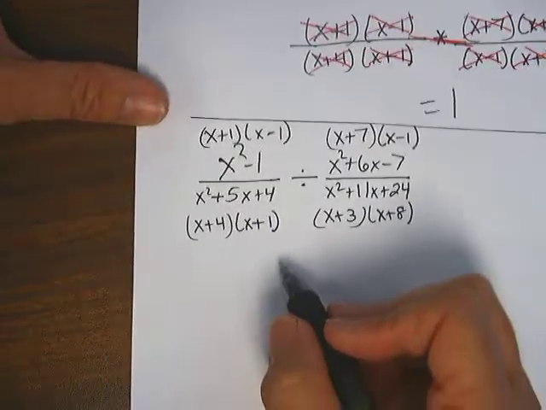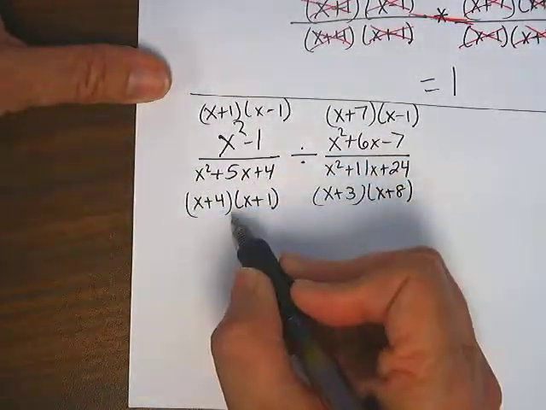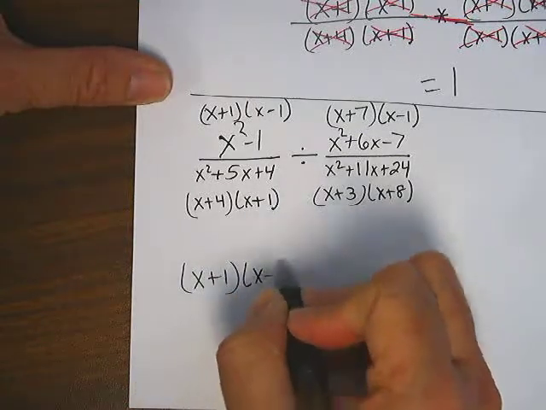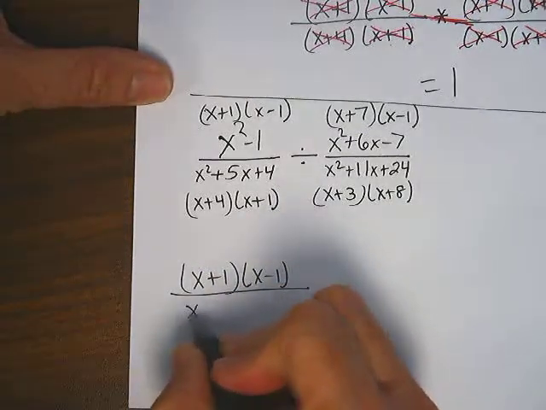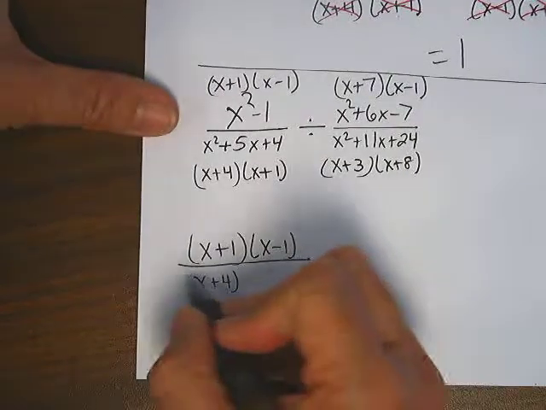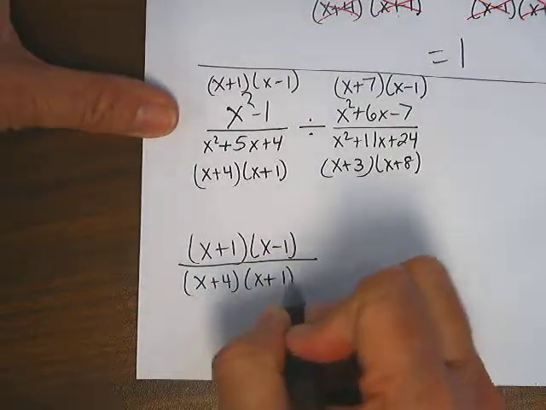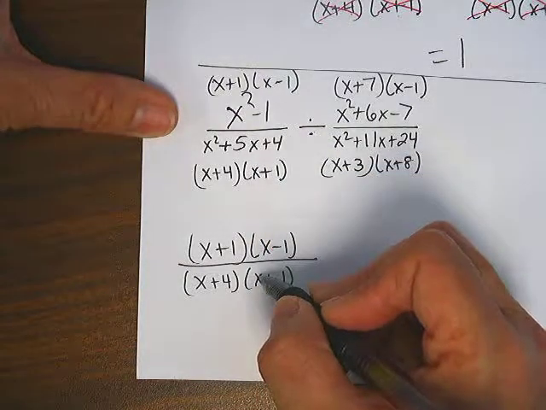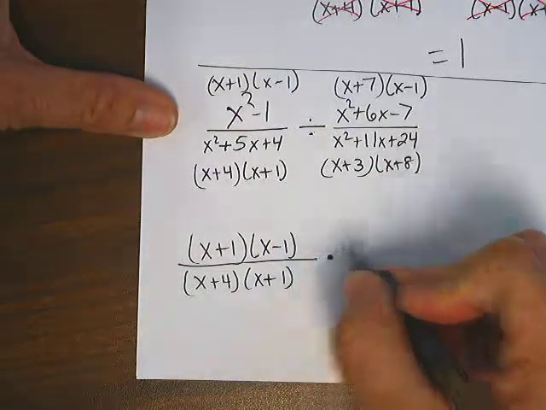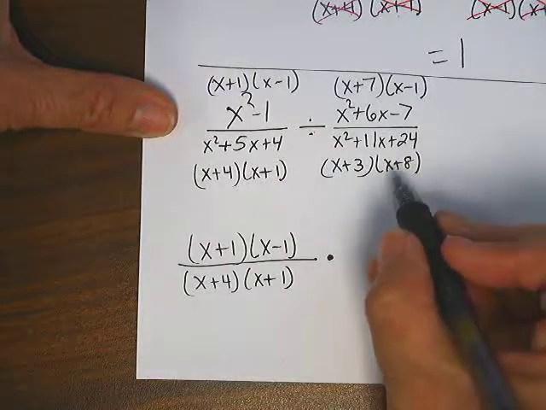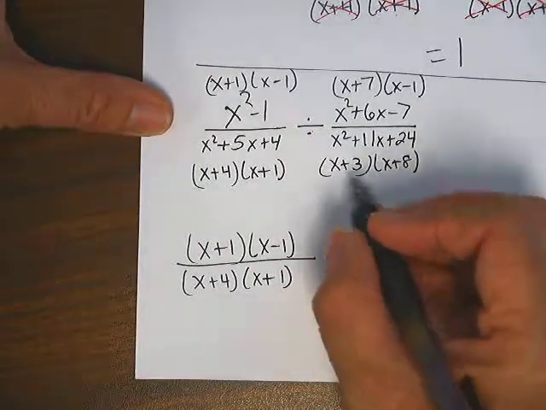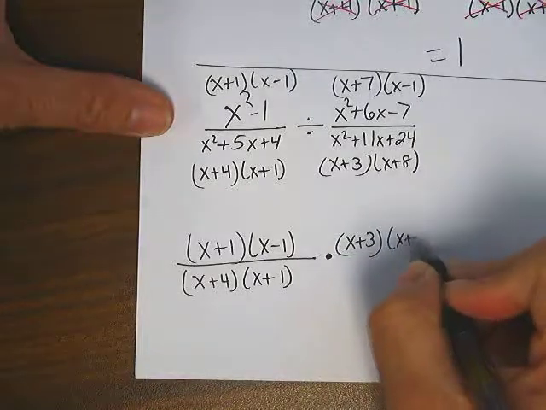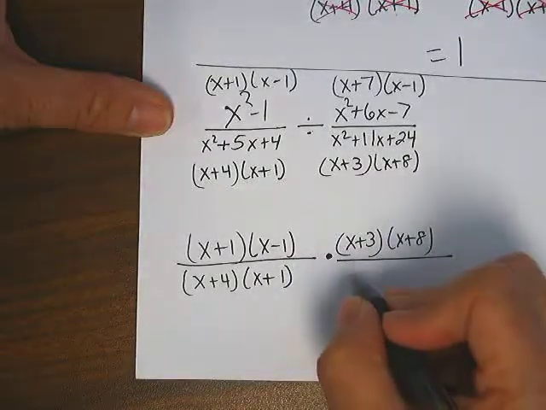So now I need to rewrite this. My factors on the left stay in the same spot, so x plus 1 multiplied by x minus 1 divided by x plus 4 times x plus 1. Change my sign. So I kept my first rational, I changed the sign to be multiplication, and now I flip. I take the reciprocal, so my denominator becomes my numerator. And then I will just multiply.